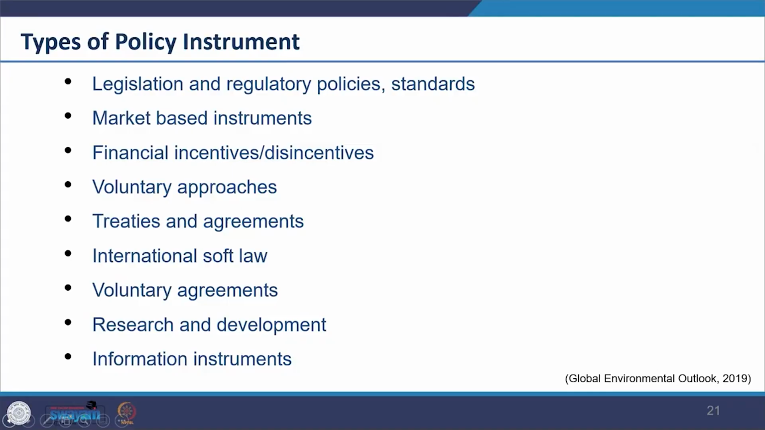Some common types of policy instrument include, as we had seen, the difference between policy and law, whereas some documents indicate that legislation also comes within policy instruments. So policy instruments include legislation, regulations, policies, standards, market-based instruments, financial incentives when you encourage people to buy something, disincentives when you discourage people to buy something, voluntary approaches, treaties and agreements, international soft law, voluntary agreements, research and development, and information instruments.